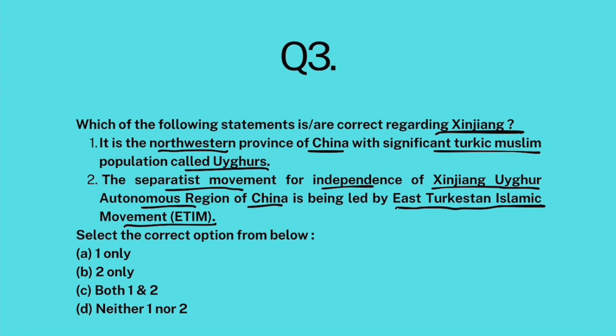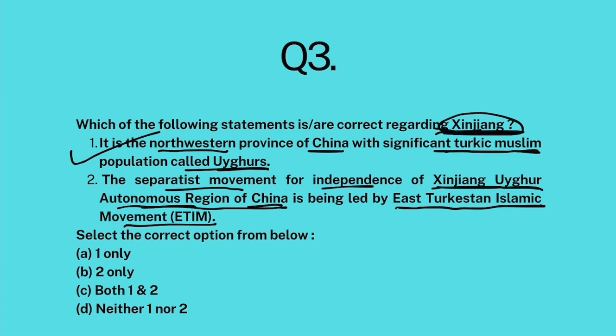Now the northwestern province of China, it's a large province of China, is called Xinjiang. Officially, it is known as Xinjiang Uyghur Autonomous Region of China. And in this region, the majority population is ethnic Turkish Muslims called Uyghurs. Okay, so first statement is correct.